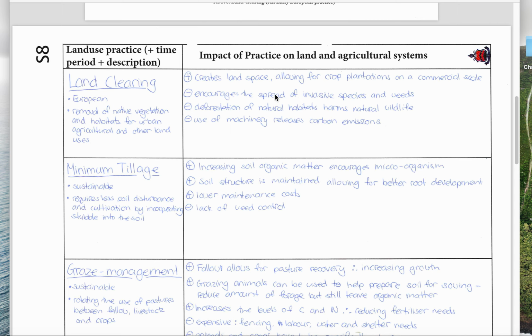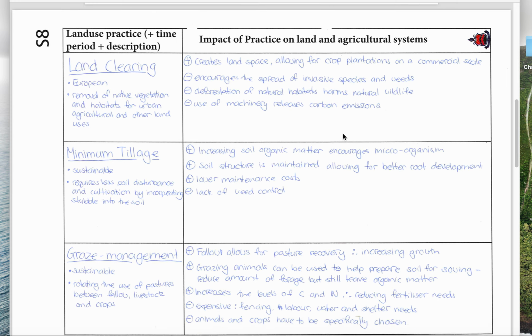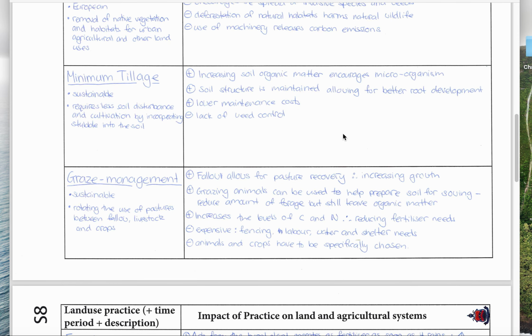Obviously it encourages the spread of invasive species and weeds over large areas. You get deforestation of habitats for wildlife, which end up dying or reducing in number, and the use of machinery obviously releases carbon emissions.